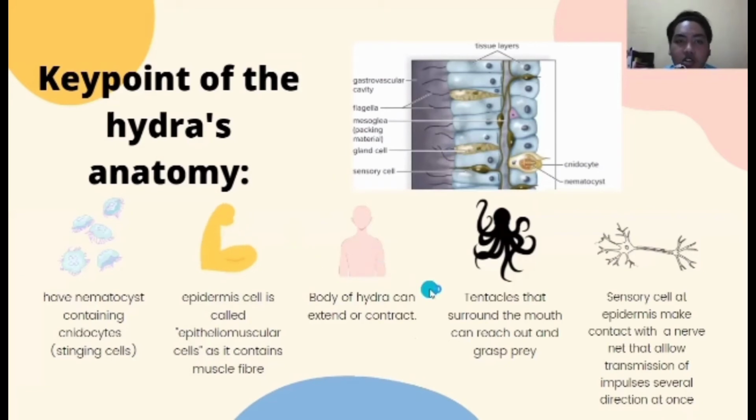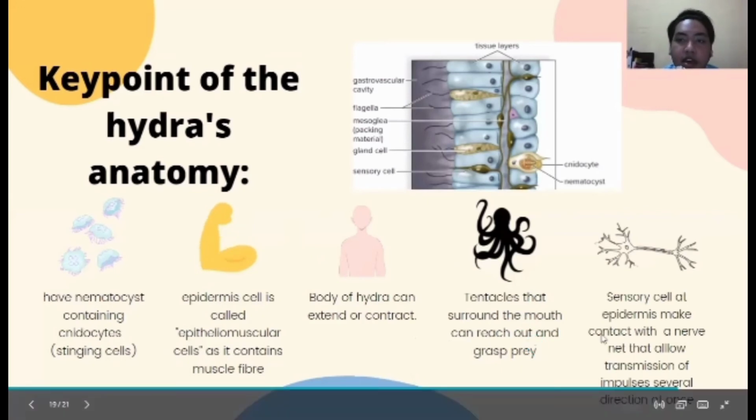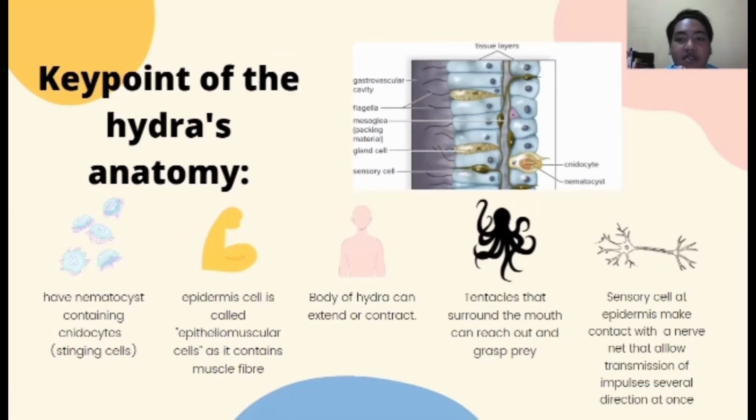Next, the body of hydra can extend or contract. Next, hydra has tentacles that surround the mouth that can reach out and grasp its prey. The sensory cells of a hydra at the epidermis also make contact with a nerve net that will allow transmission of impulses in several directions at once. This is in order for hydra to control all tentacles at once to grasp the prey.